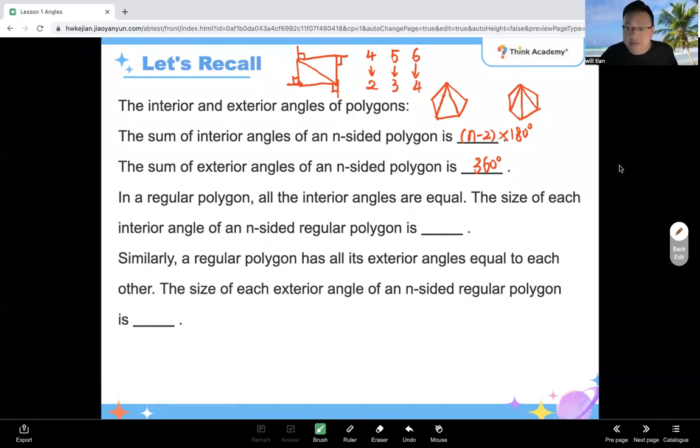And now let's see what we have next. The question is about regular polygons. So can anyone tell me what a regular polygon is? What's the difference between a regular polygon and an irregular one? What does it mean by regular?